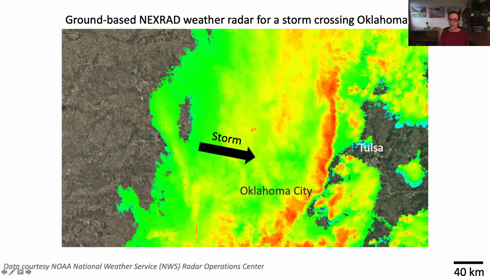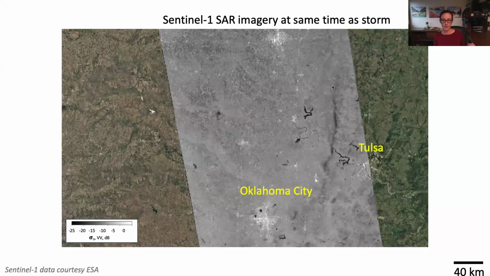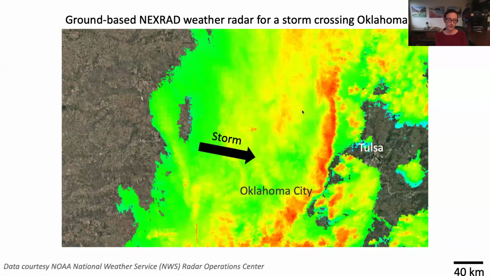And if I look at a SAR image that's taken at exactly the same time, or within 5 minutes, it looks like this. This is Sentinel-1 data. This is well before NISAR launched. And you can see this dark band here is right where the storm is. So we can actually see the rain in the air at this point. But we also can see the effect of all of this rain on the surface itself.